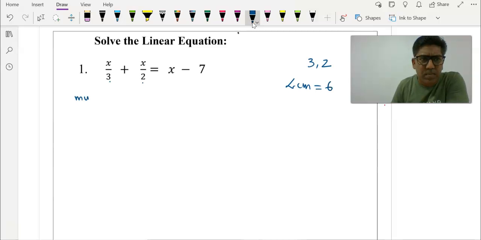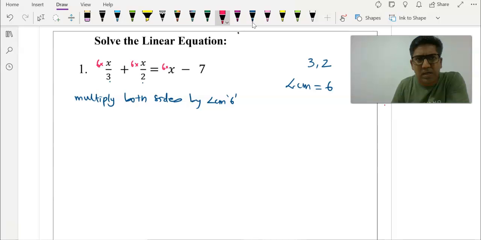So we'll multiply both sides of the equation by LCM 6. So we'll multiply each term by 6. Multiply the first term by 6, multiply the second term. On the right hand side also multiply both the terms by 6. So when we simplify, 6x divided by 3 will give me 2x, plus 6x divided by 2 gives me 3x. On the right side, 6 times x will be 6x and 7 times 6 will give me 42.